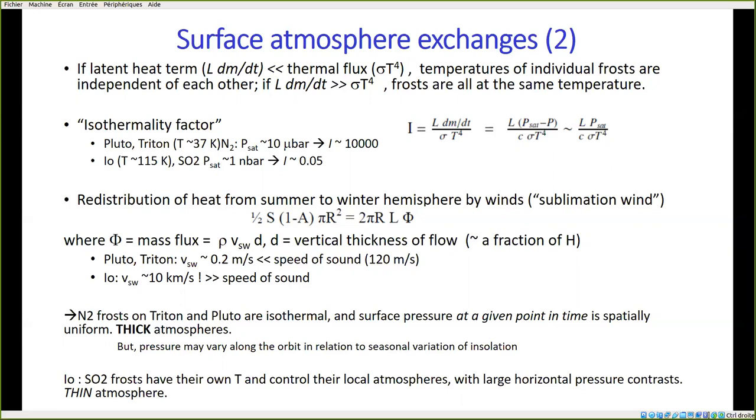On Pluto and Triton, we have isothermal frosts and constant surface pressure, except of course for topography, at a given point in time. So in this respect, we can call this atmosphere thick. But of course, this leaves the possibility that the pressure will vary along the orbit in relation to the seasonal variation of the insolation. On Io, the atmosphere is thin from this point of view. Individual frosts have their own temperature and control locally their local atmosphere, and there are large horizontal variations of pressure.